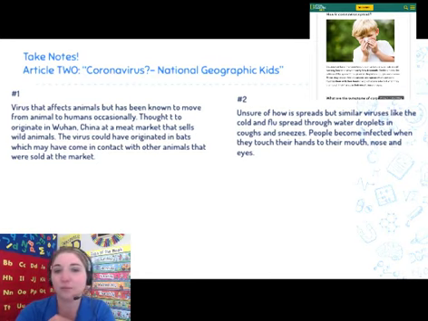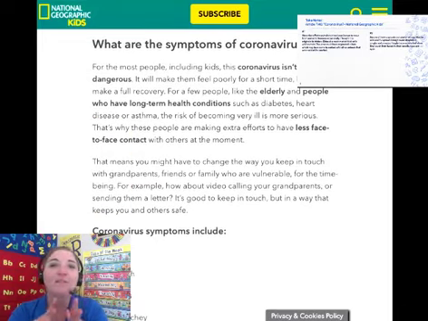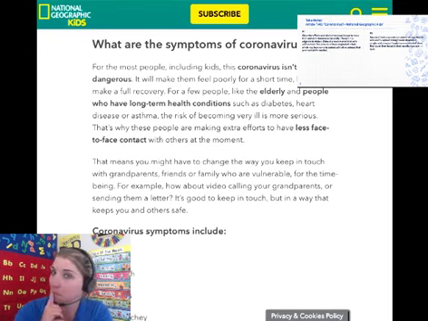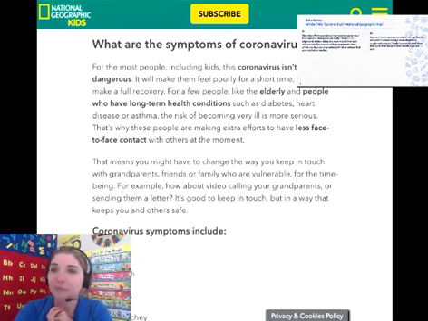And let's swap back. Here we go. What are symptoms of coronavirus? For most people, including kids, this coronavirus isn't dangerous. Interesting. It will make them feel poorly for a short time before they make a full recovery. For a few people, like the elderly and people who have long term health conditions such as diabetes, heart disease, or asthma, the risk of becoming very ill is more serious. That's why these people are making extra efforts to have less face to face contact with others at the moment.